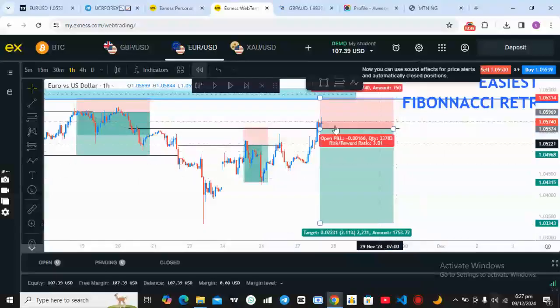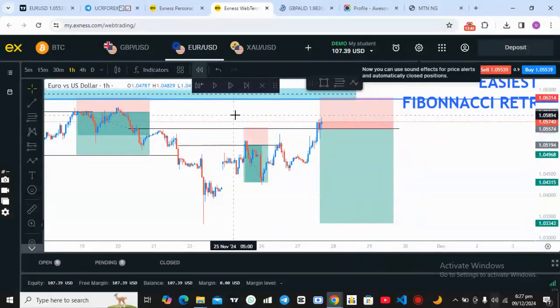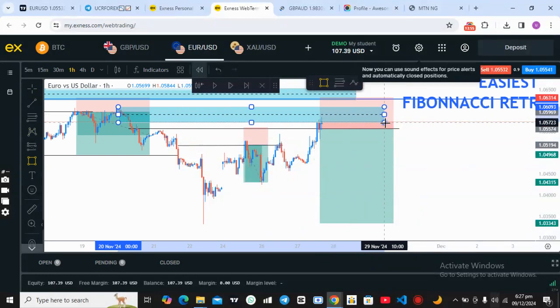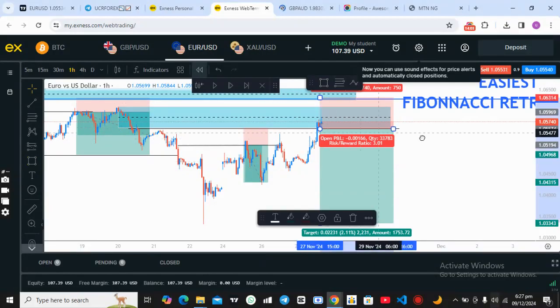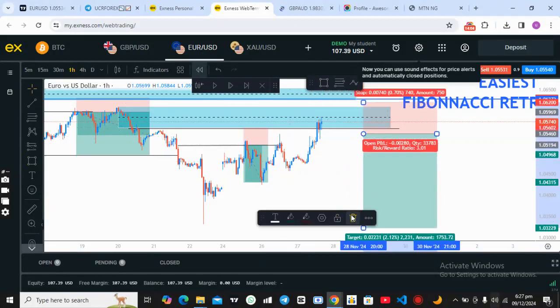Remember, you can equally refine your zone. You could decide to use the half of that Fibonacci retracement, the half of that 78% zone. Like you know that we have all these places as our 78% Fibonacci retracement too. We have all these places.